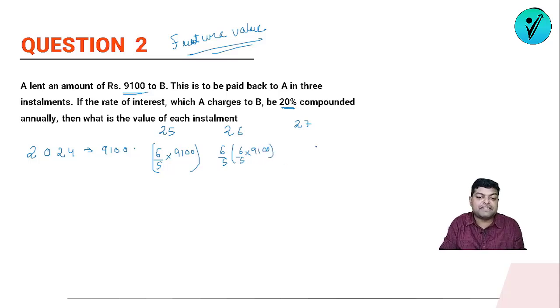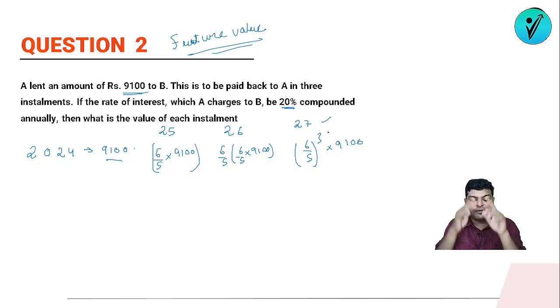And in 2027, what will be the value? It will be (6/5) cube, directly I'm writing, into 9100. So the money that you have taken in 2024, what will be the future worth of that in 2027? So in 2027, the future worth of that will be this much. आपने आज तो लोन लिया, ठीक है, और उसका फ्यूचर वर्थ क्या हो जाएगा? It will be 6/5 times of whole 3 into 9100.